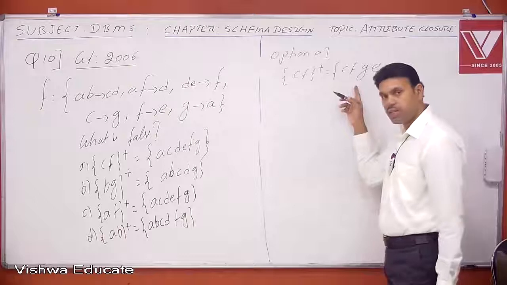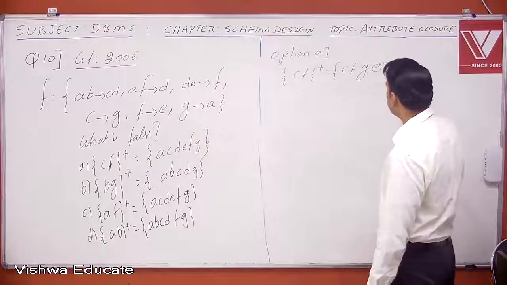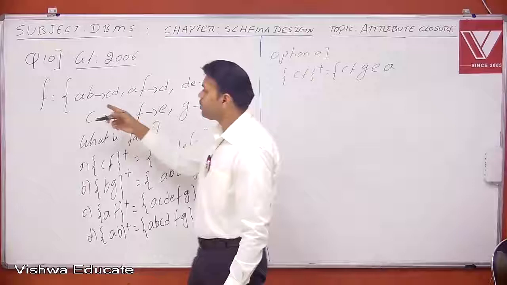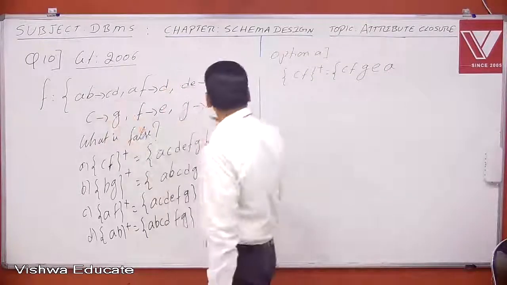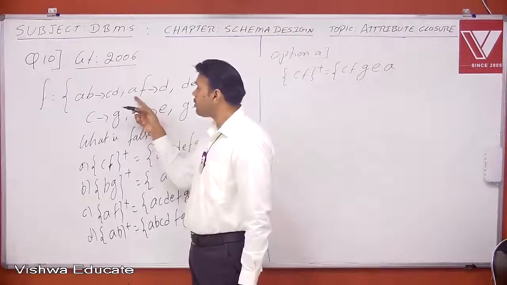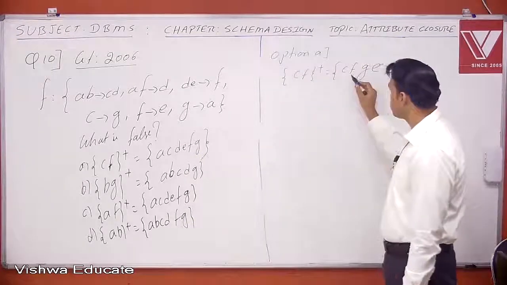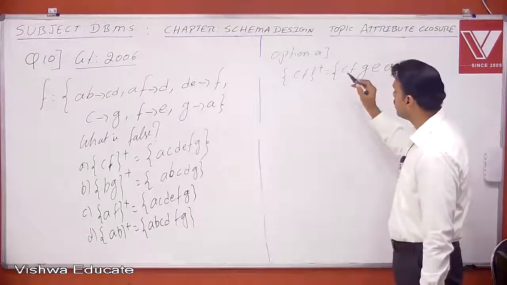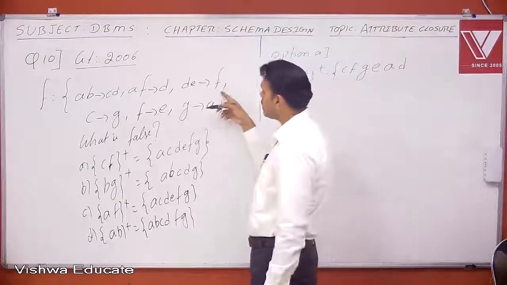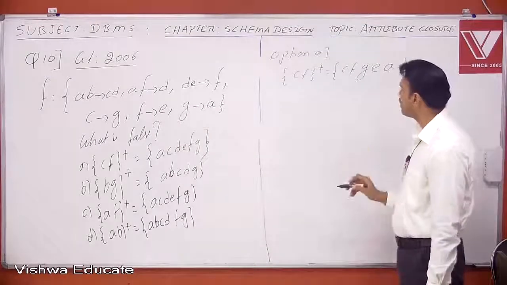Now since you have a G combination with you, I can derive A also. Once again go back. Do you have AB combination to get CD? AB combination is not there. Do you have AF combination to get D? Yes, we have AF combination. So I can write D. Now do you have DE combination to get F? You need not check that because F is already present.